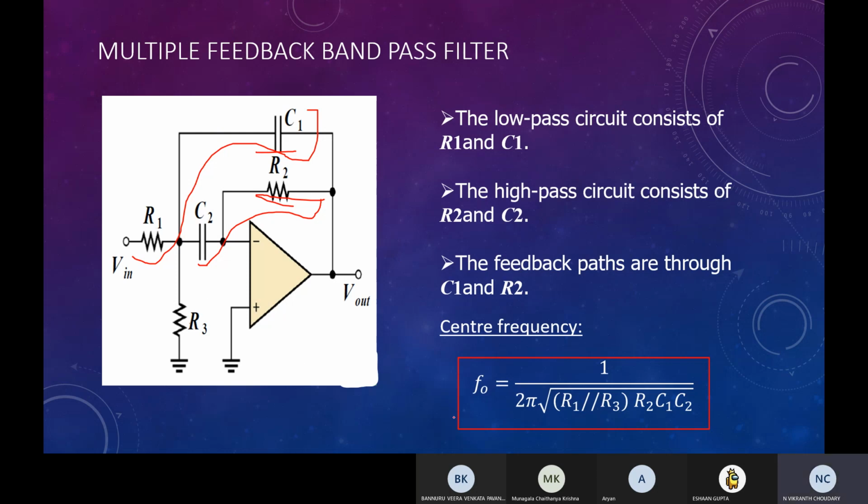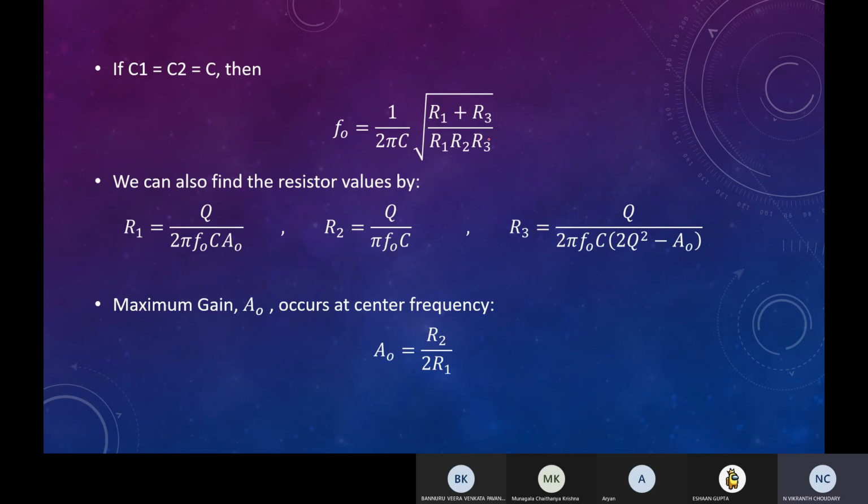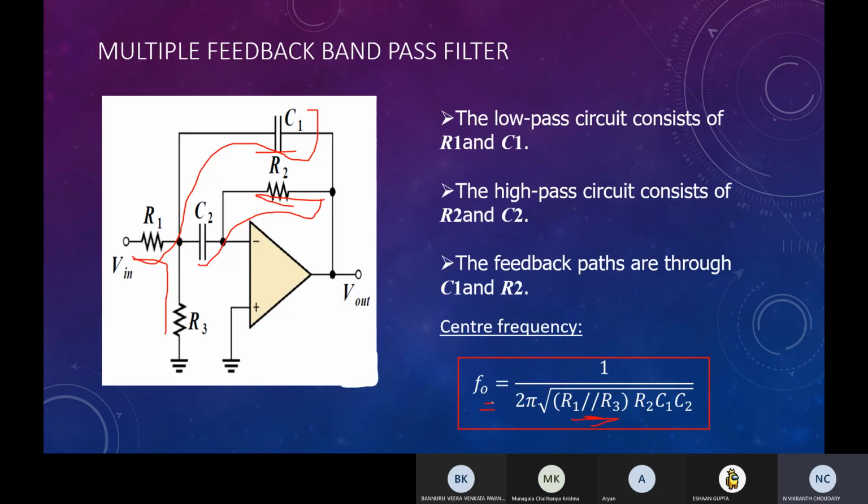And the center frequency would be f0 equal to 1 by 2 pi upon root of R1 and R3 in parallel, into R2 into C1 C2. R1 and R3 here are parallel because we are adding another feedback through a resistor. So if you take C1, C2 and C all equal, then we will get a center frequency as this. Remember, this is a center frequency, not the cutoff frequencies, because for a band pass filter, the cutoff frequencies would be those of the low pass and high pass filters, but the center frequency would be calculated here because that would actually be of the band pass filter itself.